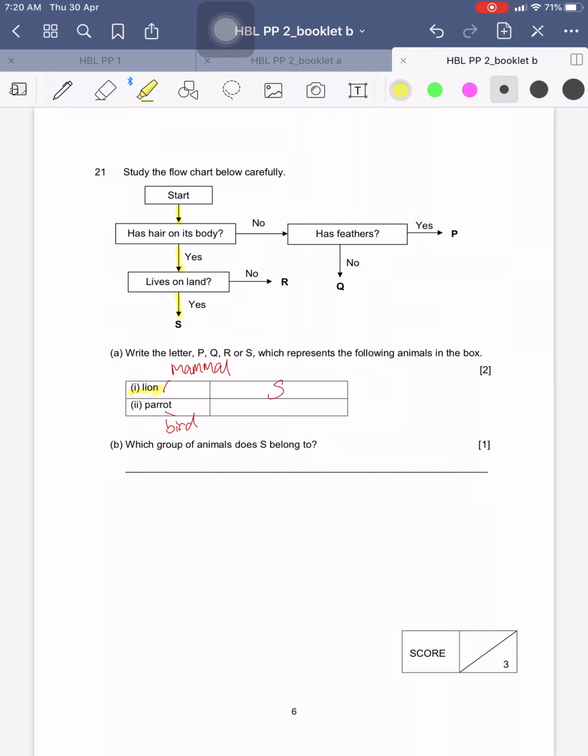Okay, now we'll do the parrot. Now parrot, does it have hair on its body? Answer is no. Does it have feathers? Yes. So the answer is P. Now which group of animals does S belong to? Now S is a mammal. Okay, next question.